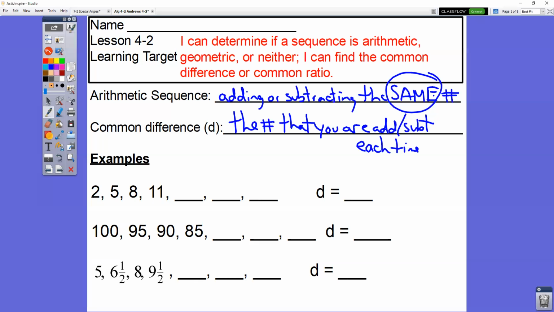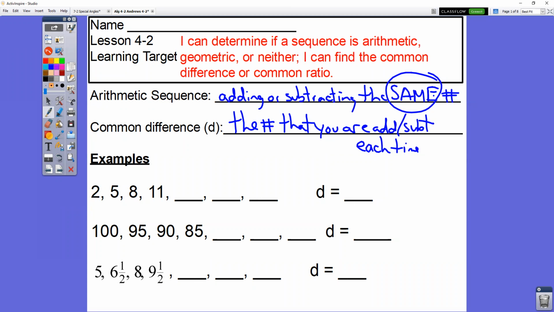So if, for example, we were adding by 5 each time, 5, 10, 15, 20, that would be an arithmetic sequence because we're adding by the same number each time. And then your common difference, D, would be a 5. If we had a pattern that we were subtracting by 1 each time, for example, 10, 9, 8, 7, 6, 5, 4, that would be an arithmetic sequence also because we're subtracting by the same number each time. And the common difference would be a -1.